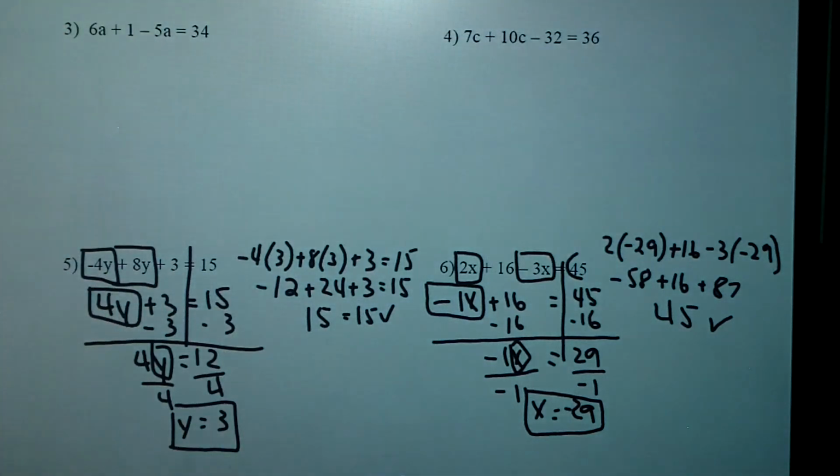Same steps are involved, except now we're just going to add one step in front, combine like terms, and now, once we combine like terms, it becomes a two-step equation, which we've been doing.